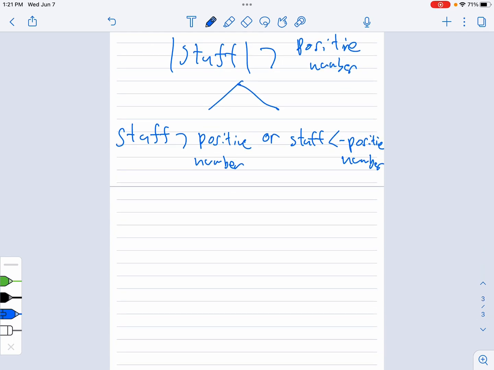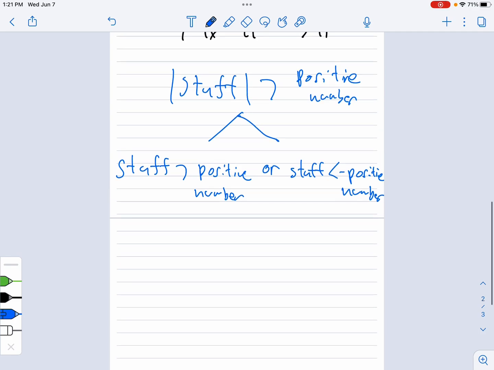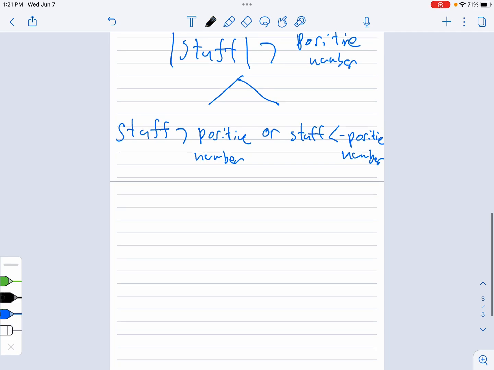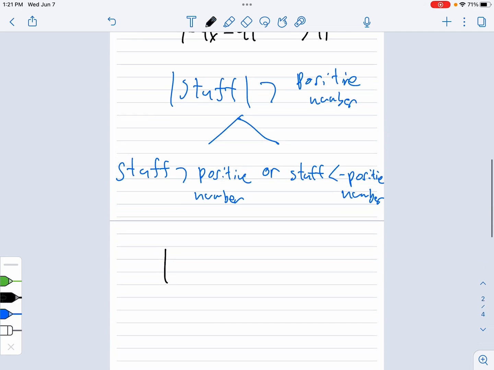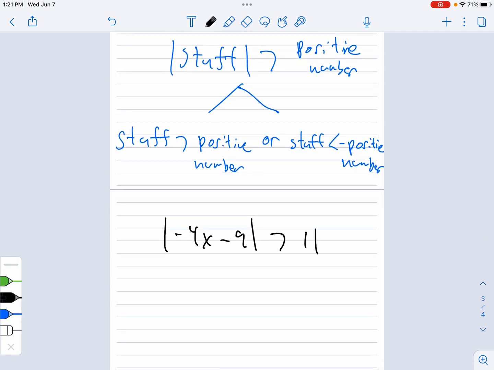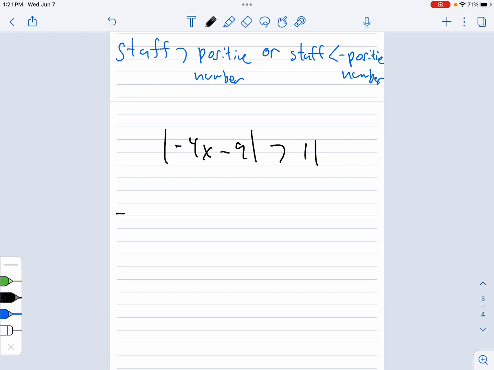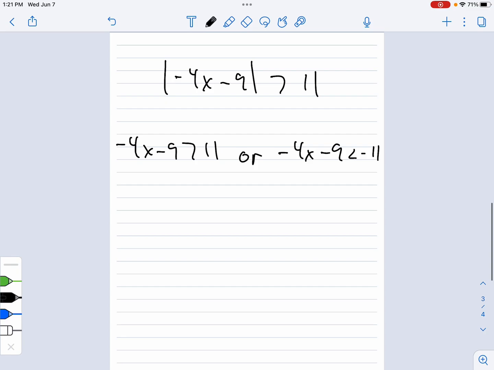Yeah, it's an or because either one of these inequalities would satisfy the original one. So in our case, where inside that absolute value we have minus 4x minus 9 greater than 11, we're going to have minus 4x minus 9 greater than 11, or minus 4x minus 9 less than negative 11. And as you can see, I took off the absolute value bars. They are no longer on there.